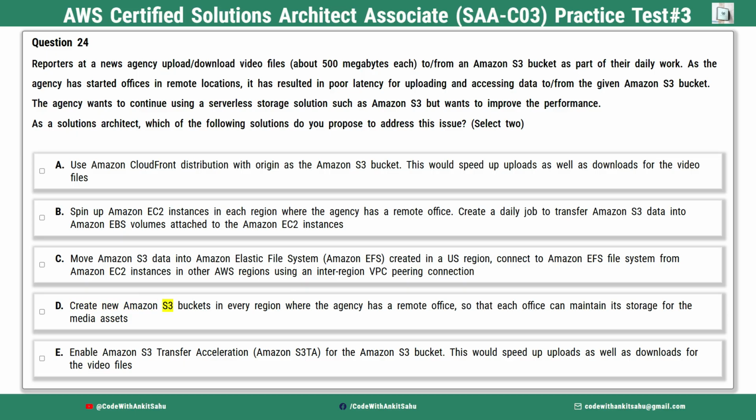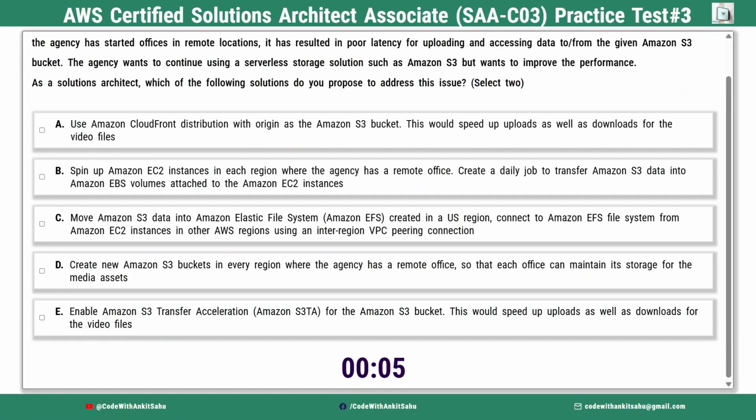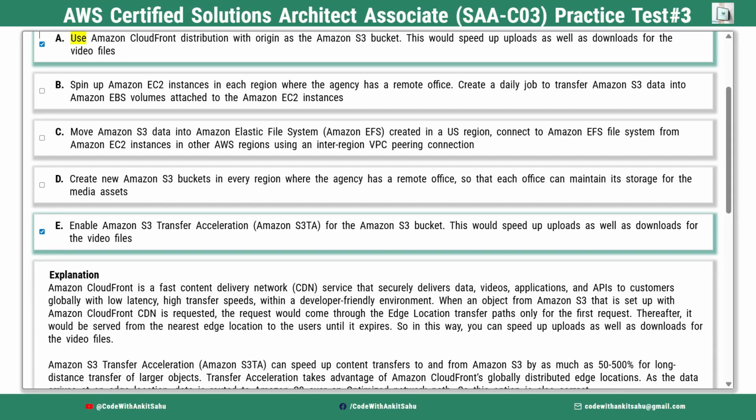Option D. Create new Amazon S3 buckets in every region where the agency has a remote office, so that each office can maintain its storage for the media assets. Option E. Enable Amazon S3 transfer acceleration, Amazon S3 TA, for the Amazon S3 bucket. This would speed up uploads as well as downloads for the video files. Correct answer. Option A. Use Amazon CloudFront distribution with origin as the Amazon S3 bucket. This would speed up uploads as well as downloads for the video files. Option E. Enable Amazon S3 transfer acceleration, Amazon S3 TA, for the Amazon S3 bucket. This would speed up uploads as well as downloads for the video files.